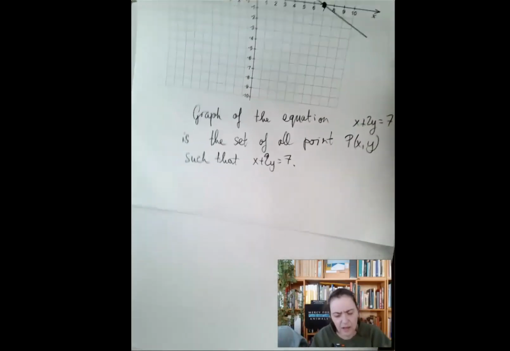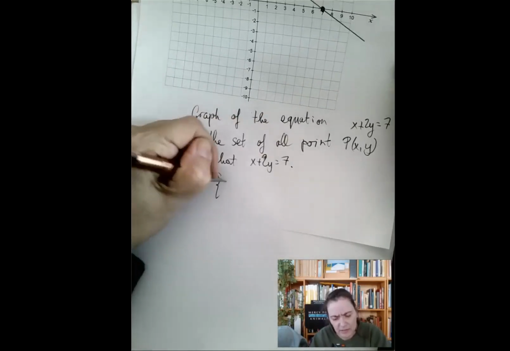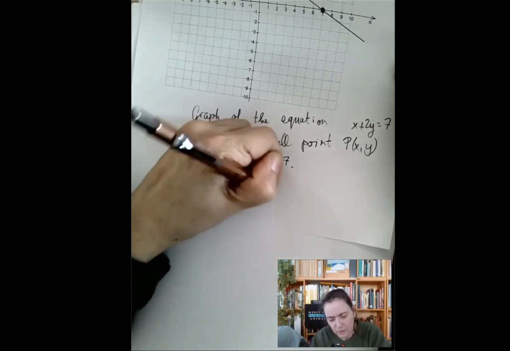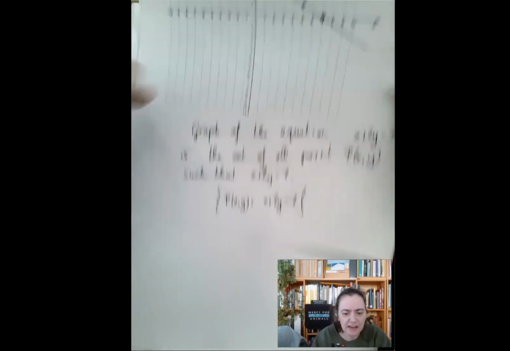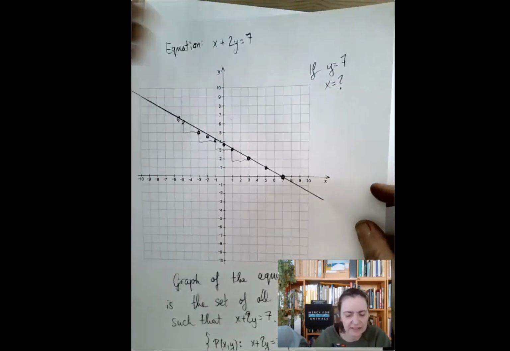The way to make it a little bit shorter is to say P(x, y) such that x plus 2y equals 7. But people will just say graph x plus 2y equals 7. They will just say graph this.